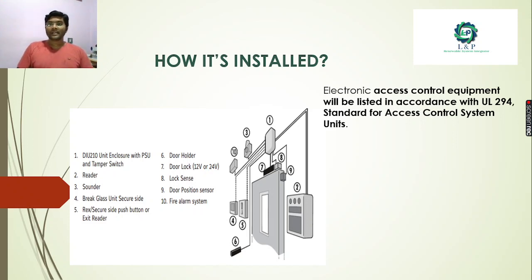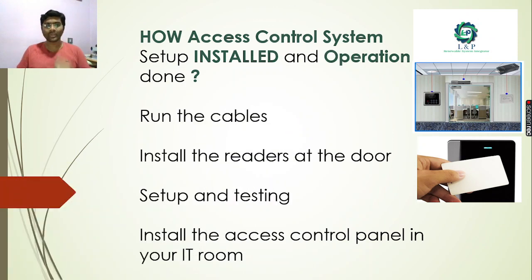Okay, whatever electronic materials we are using for the access control system should comply with the UL 294 standard for access control system units. Okay, how are access control systems installed and how are the operations done? First and foremost, we need to have a clear-cut layout of the entire building that we are going to work on, and a plan of where we are going to install the access control system.